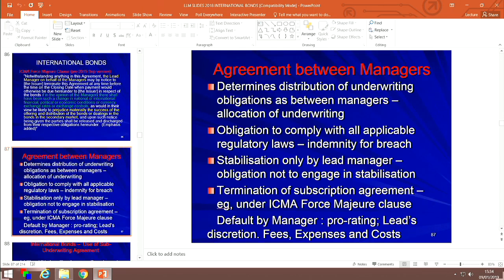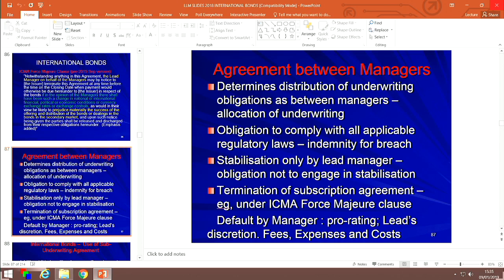The next one that we need to look at is the agreement between managers. Now, this is an agreement to which the issuer is not a party. I repeat, not a party. Only the underwriting banks sign this agreement. And the purpose of signing this agreement is this. It is the underwriting banks and the lead managers' decision to distribute the underwriting obligation in the event that it is triggered on closing date.